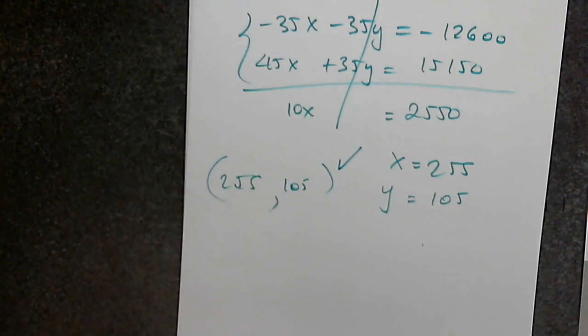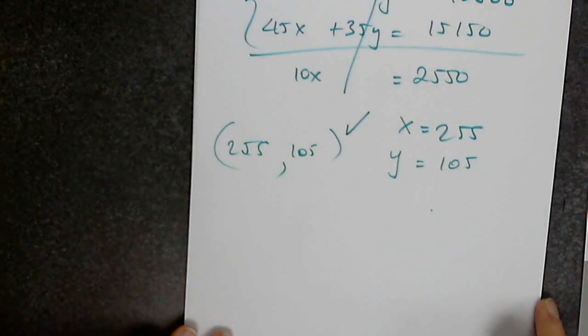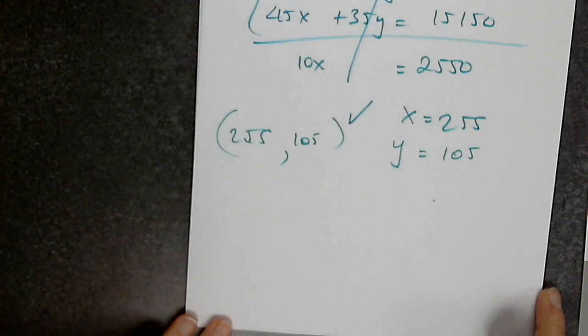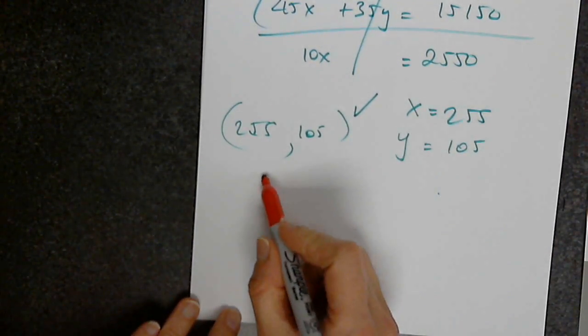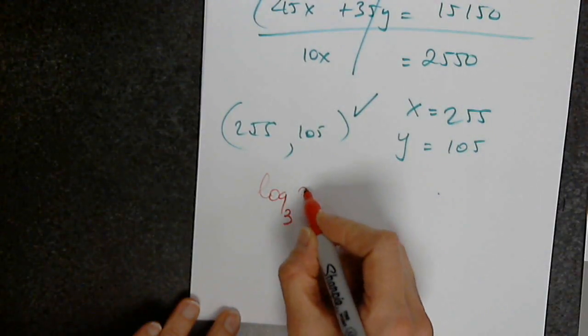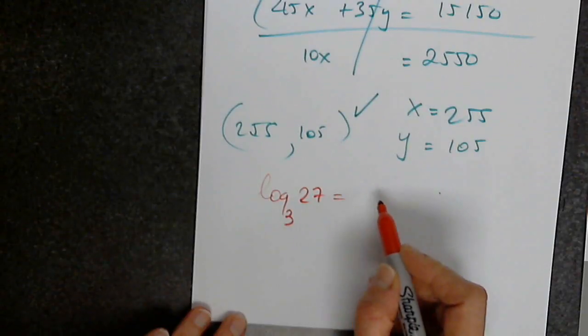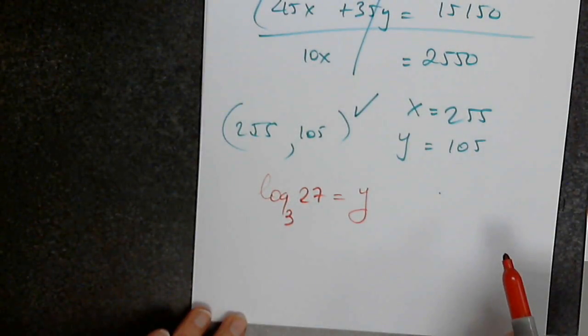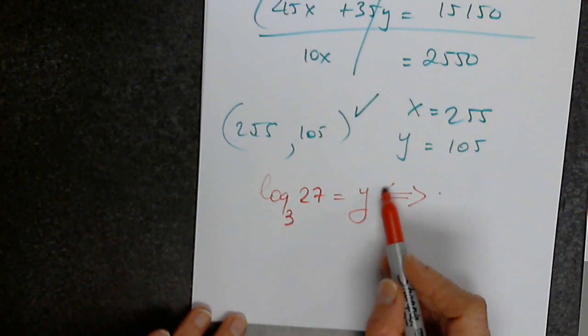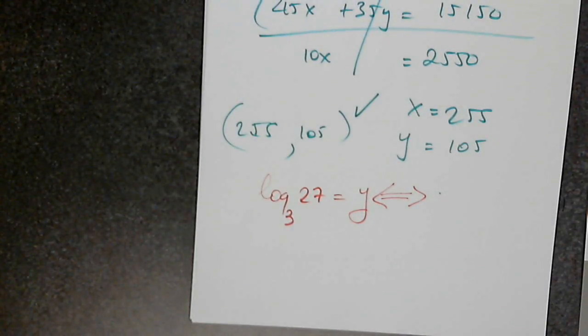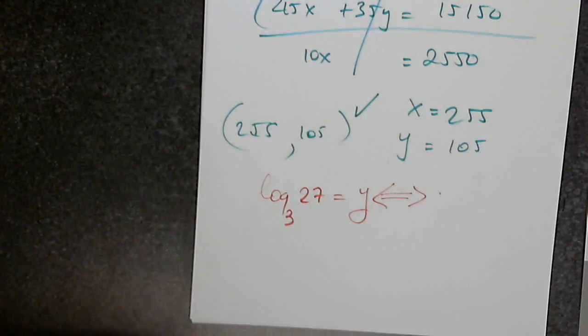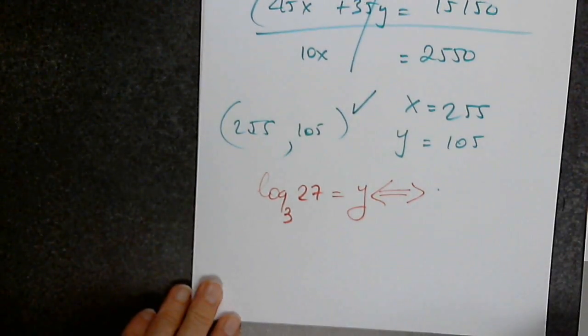Let's look at a couple of exponential and log equations. So let's say I want to determine log base 3 of 27. I will say, I have no idea what this is. But I know something extremely important, the most important concept in chapter 12: every log equation can be replaced by an exponential equation. So what do I write?